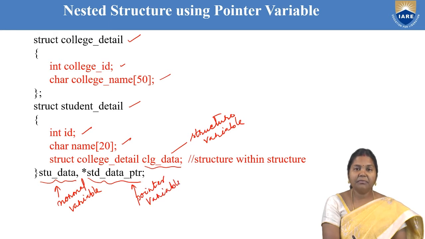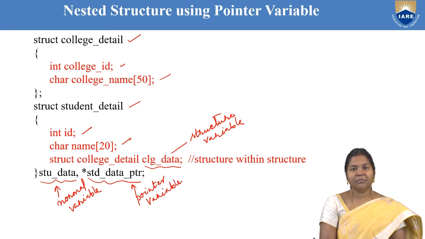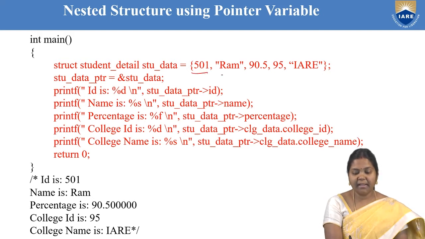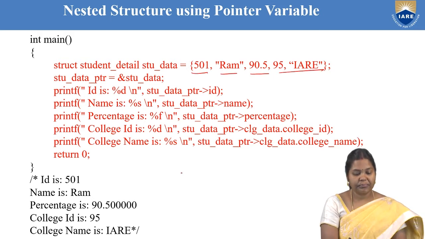Now, whenever you are using the simple structure variable, then use the dot operator. Whenever you are using the pointer type variable, then use the arrow operator. Now, let us see the complete program. First of all, you are creating a student_detail record, containing the name, ID, college name, and so on.